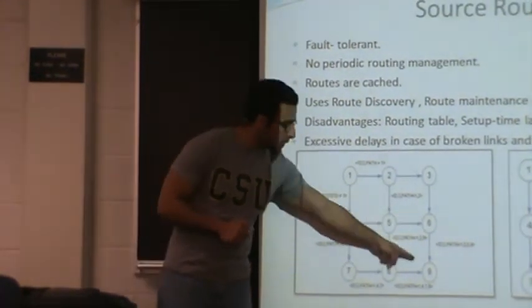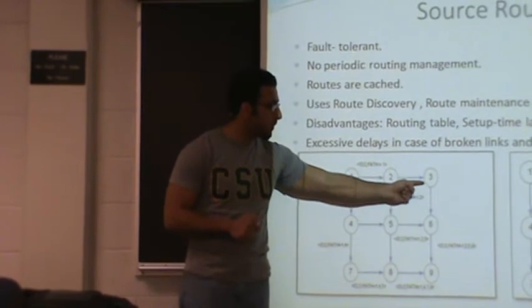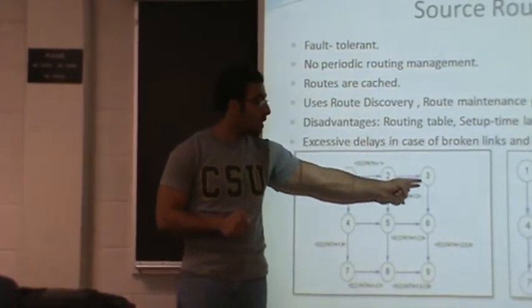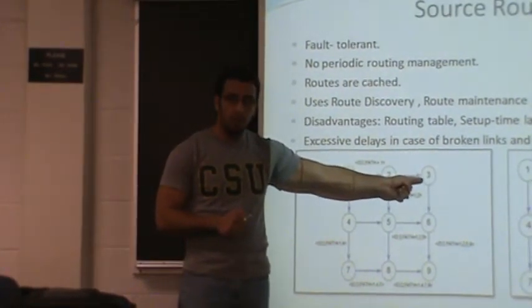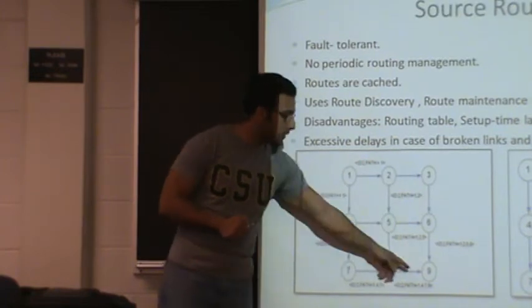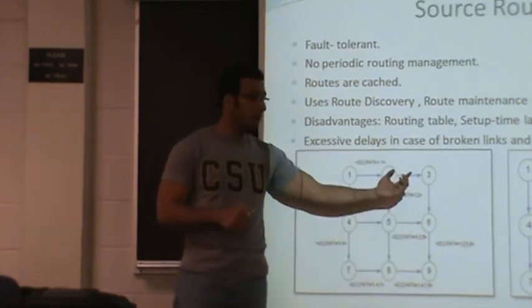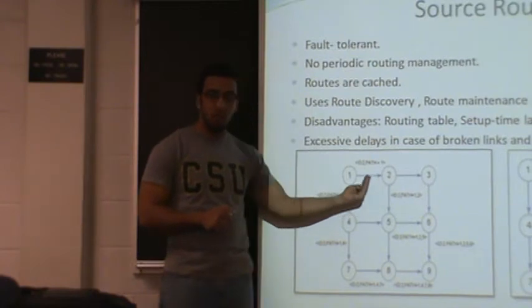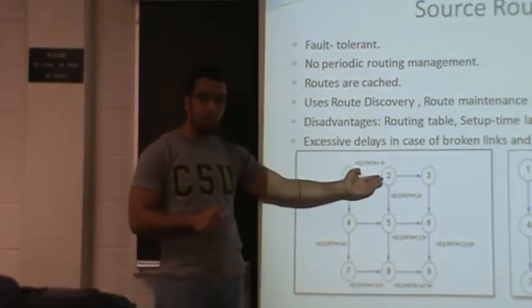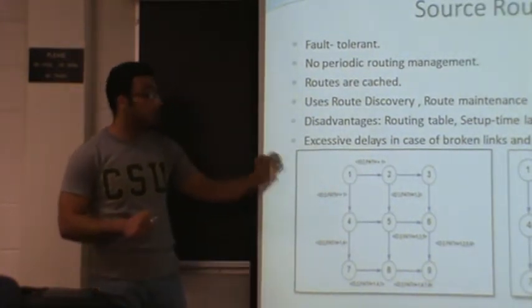Router 6 knows how to get to router 9, so it will send the information back to router 3. Router 3 will cache this information, saying, if I want to get to 9, I should go through 6, and then send the information back to 2. Router 2 will cache the information again and send it back to router 1.